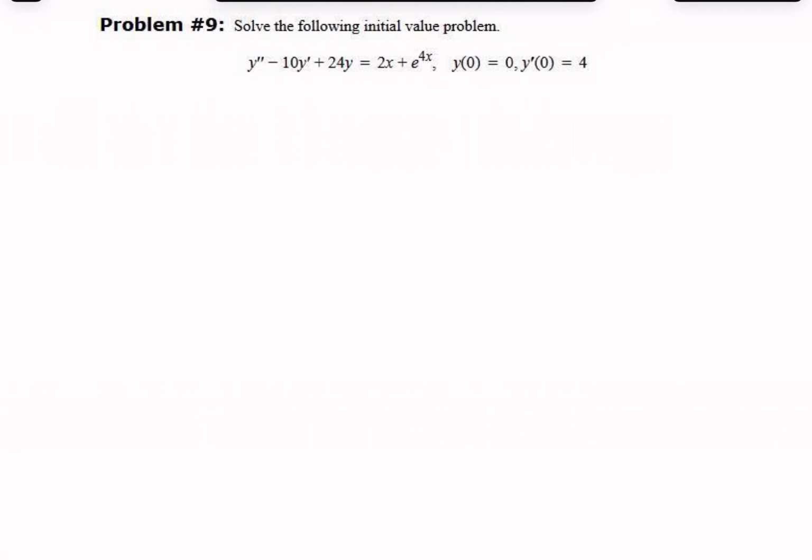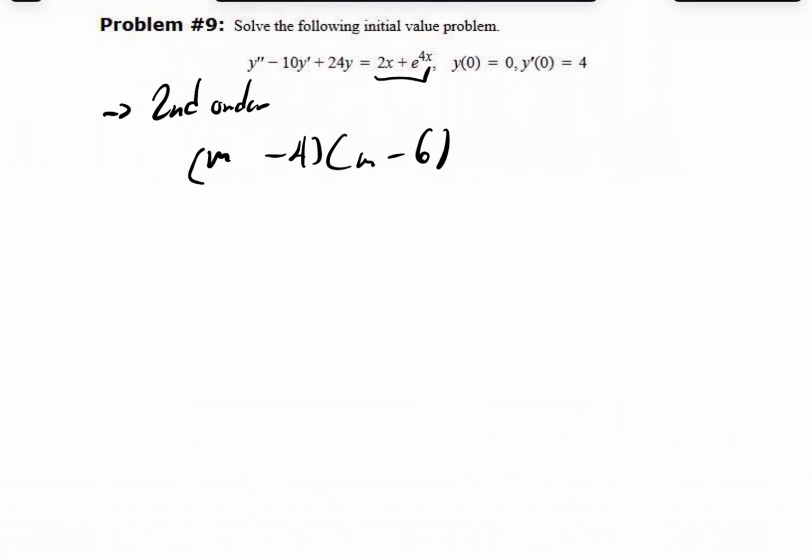Okay, so we have a second order differential equation here. When I factor it, I'm going to get m minus 4 and m minus 6. And I see here that this is, we call this f or g, but essentially this is my yp, my particular solution. And I know that y equals yc plus yp.